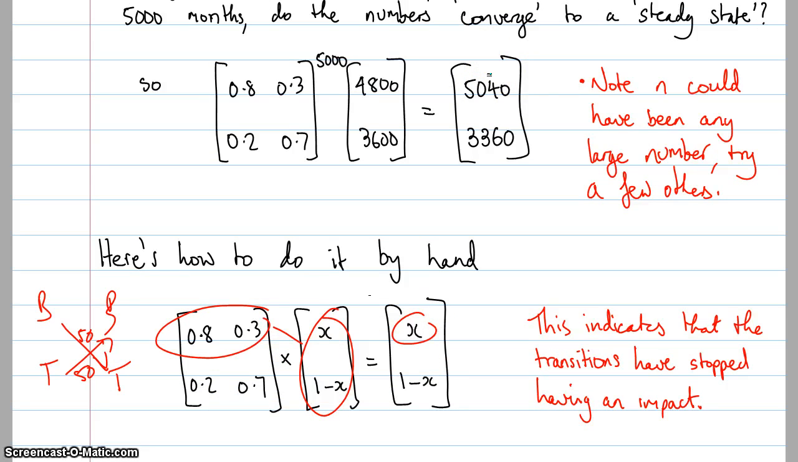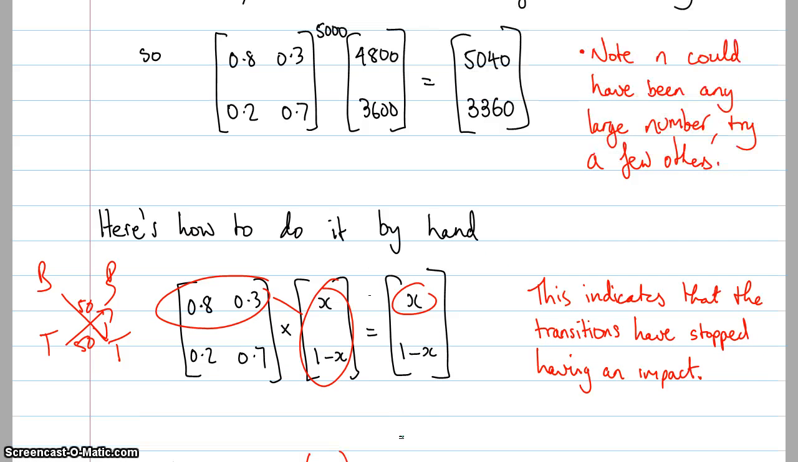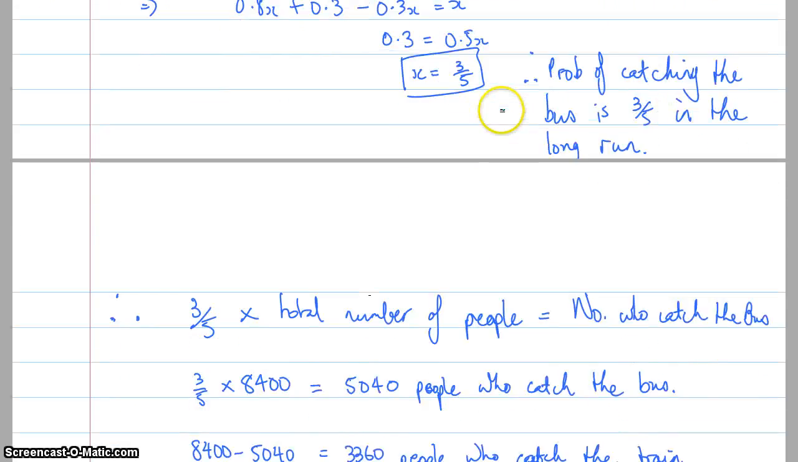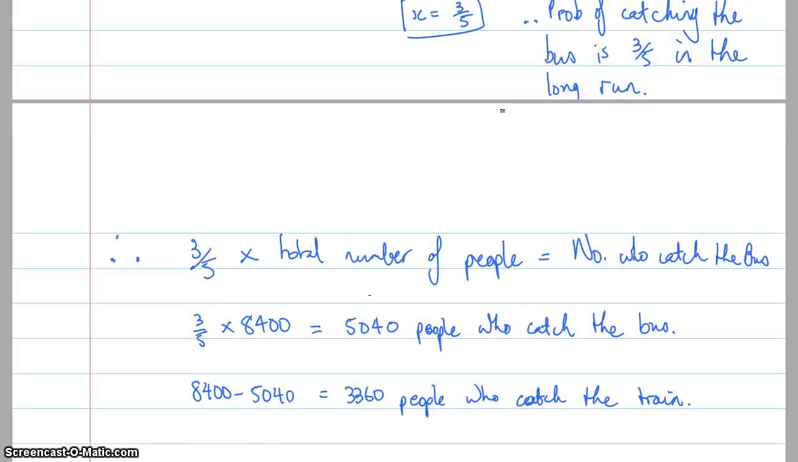So this steady state matrix helps us understand what proportion of people are changing after a while to make it steady. Hopefully that has helped. I can also do the number of people catching the train as well. I might do one more video using the steady state matrix just so that we can understand it in a different context.